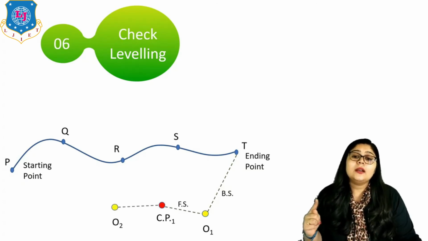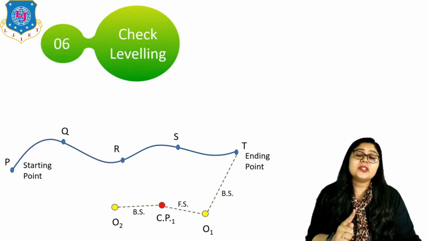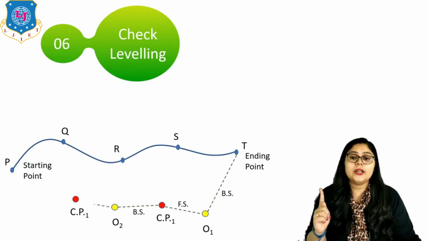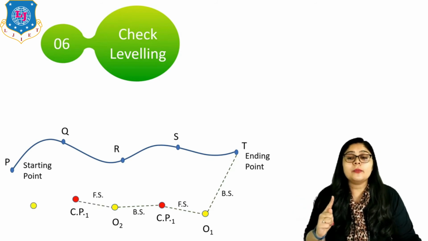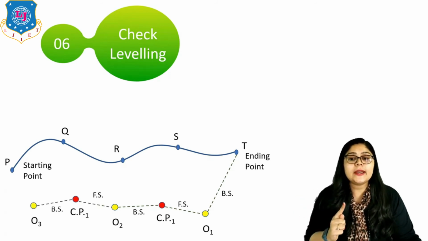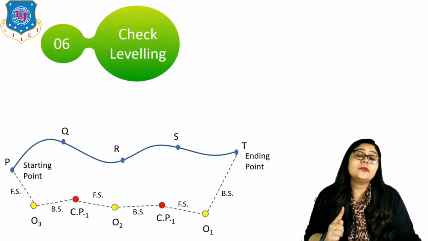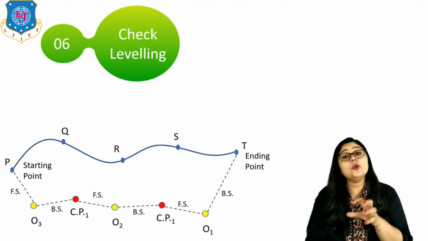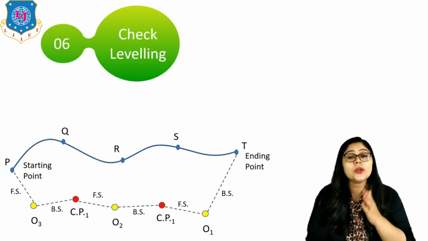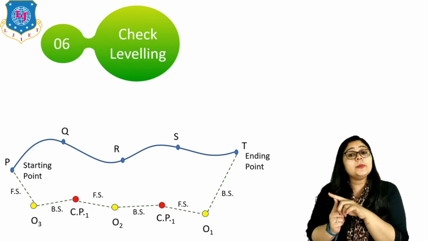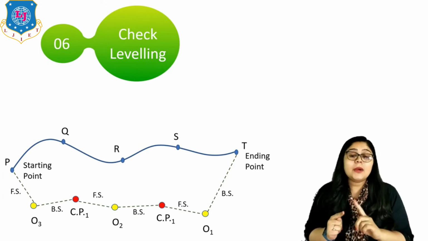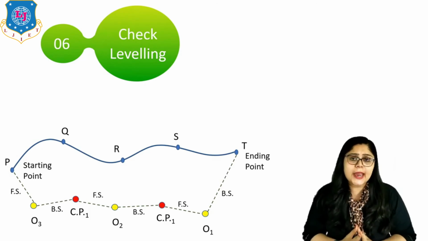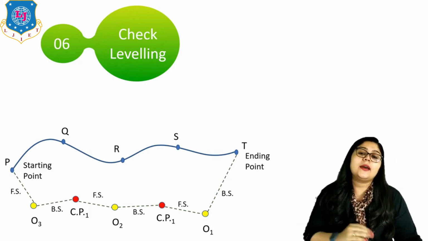Simultaneously again at that changing point I am taking my first reading which is known as the BS, and likewise if I go to the next change point it means my FS, and from that again I go for the BS as well as my FS which connects to my point P, which is my starting point. It means I am doing a reverse process. Here you can see the starting point is P and ending point is T. But I am trying to go from my end point to start point just to check whether all these readings are correct or not.